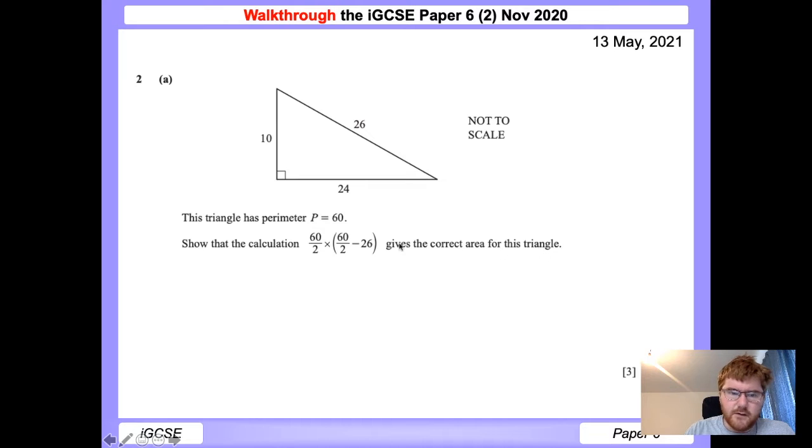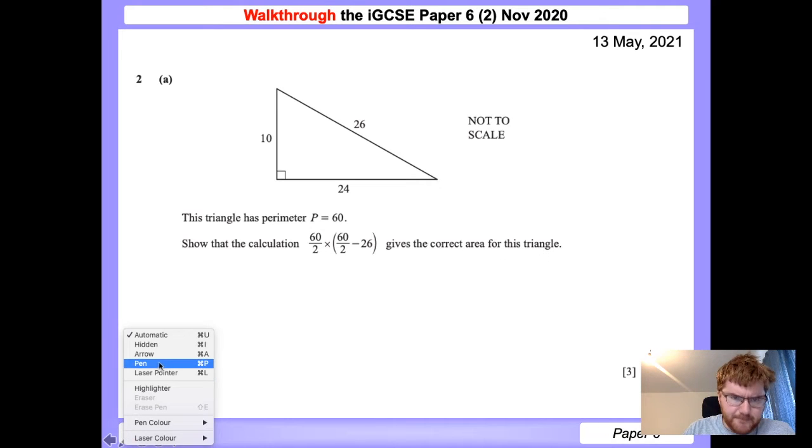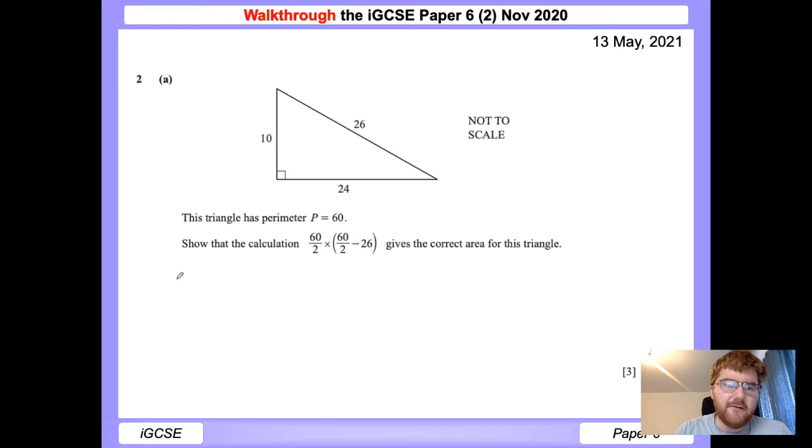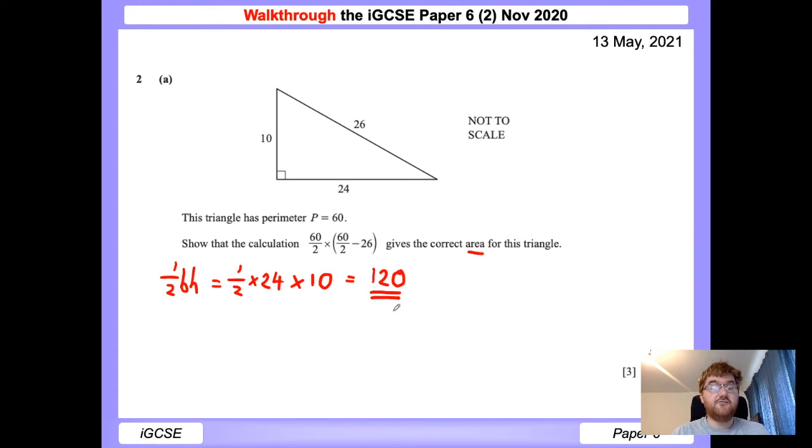Okay, now this is a 3-mark question, so you need to treat this with respect. First of all, we're going to use the half BH formula, because that's how we normally work out the area of the triangle, like we did in question 1. And this then would be a half times 24 times 10. Again, you can use your calculator to do that, or otherwise, you'll see you get the area of 120. So you need to show this. You can't just write down it's 120. You need to show with this formula that it is equal to 120.